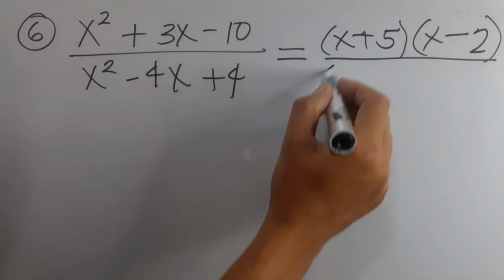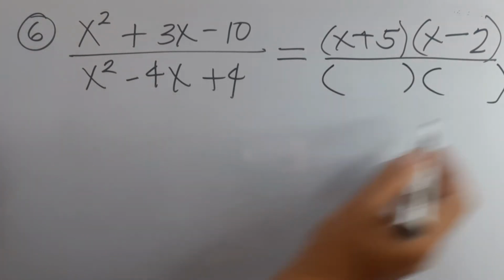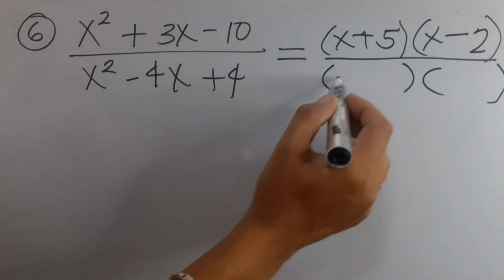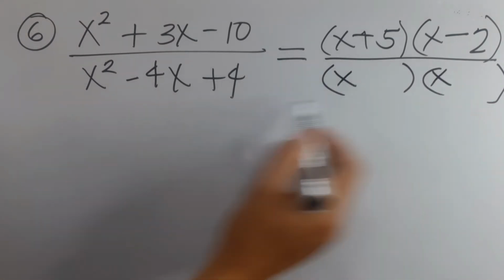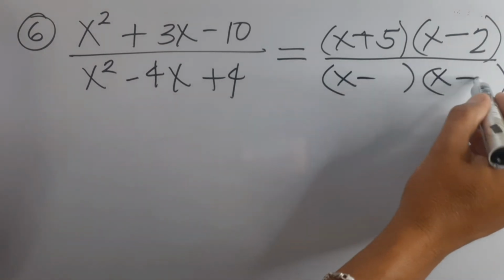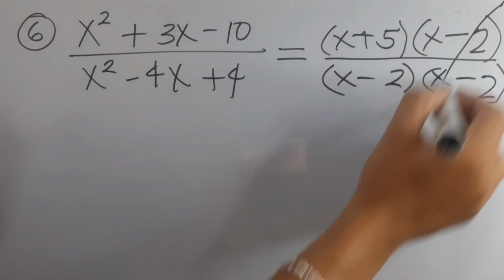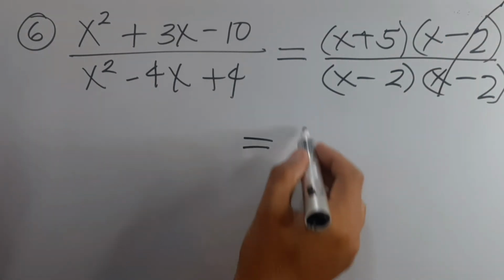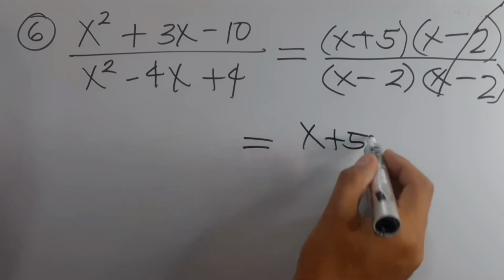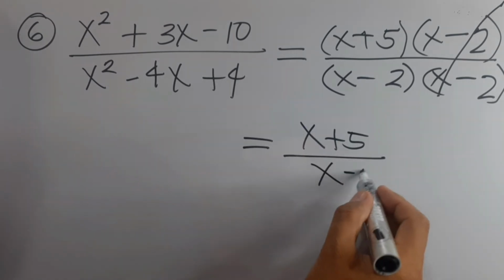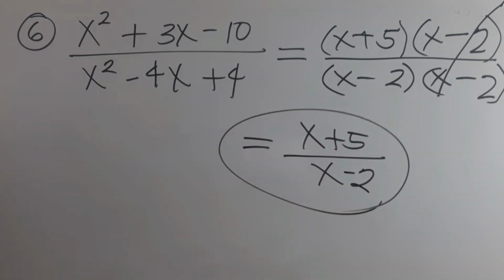The factors of the denominator, a perfect square trinomial: x and x, the middle term is minus and the last is plus, 2 and 2. Okay. Cancel x minus 2, so the simplest form is x plus 5 all over x minus 2.